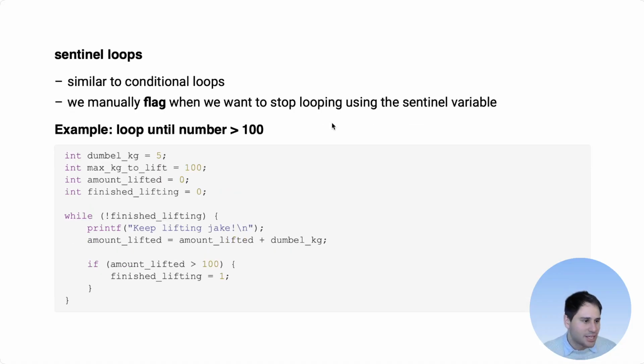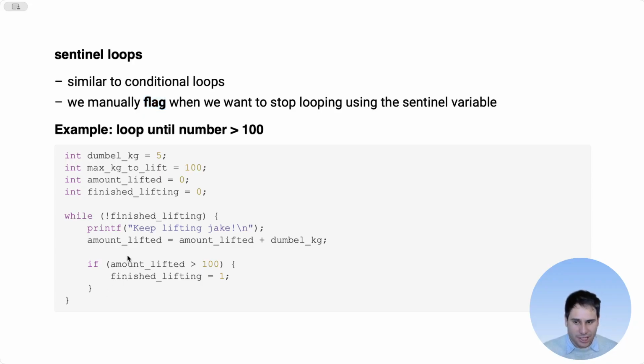And then we have the sentinel loops, which is the hardest to get your head around. Probably, I would say, the least used. Actually, maybe that's not true. The idea here is that we don't have a condition that we check for whether or not we're finished looping. We actually create a variable that represents a flag, and when that flag is set to false, then we're finished looping. Does that make sense?